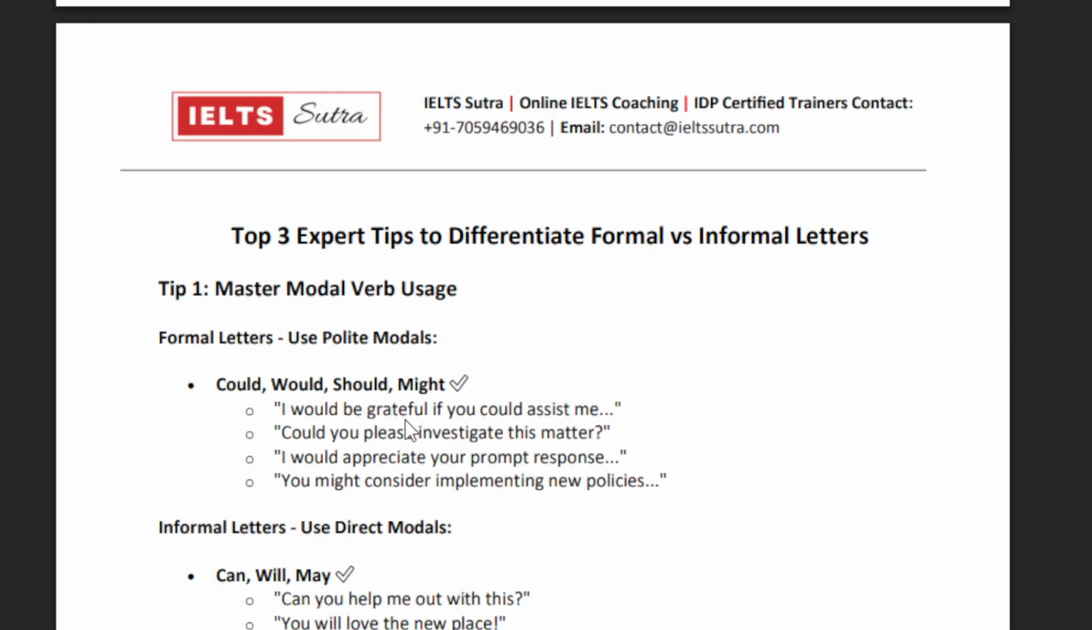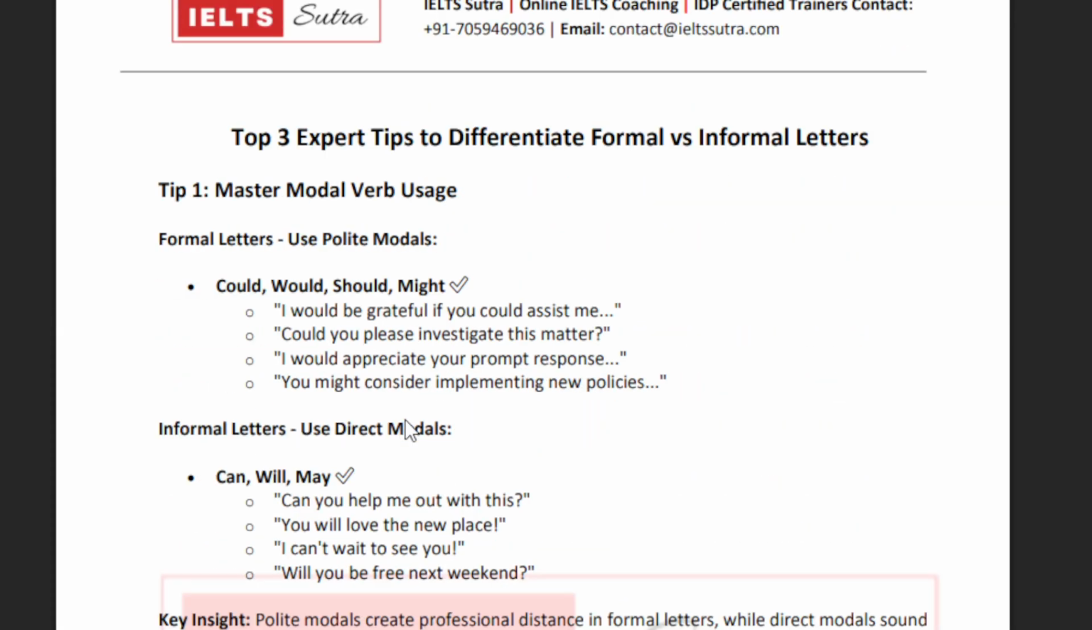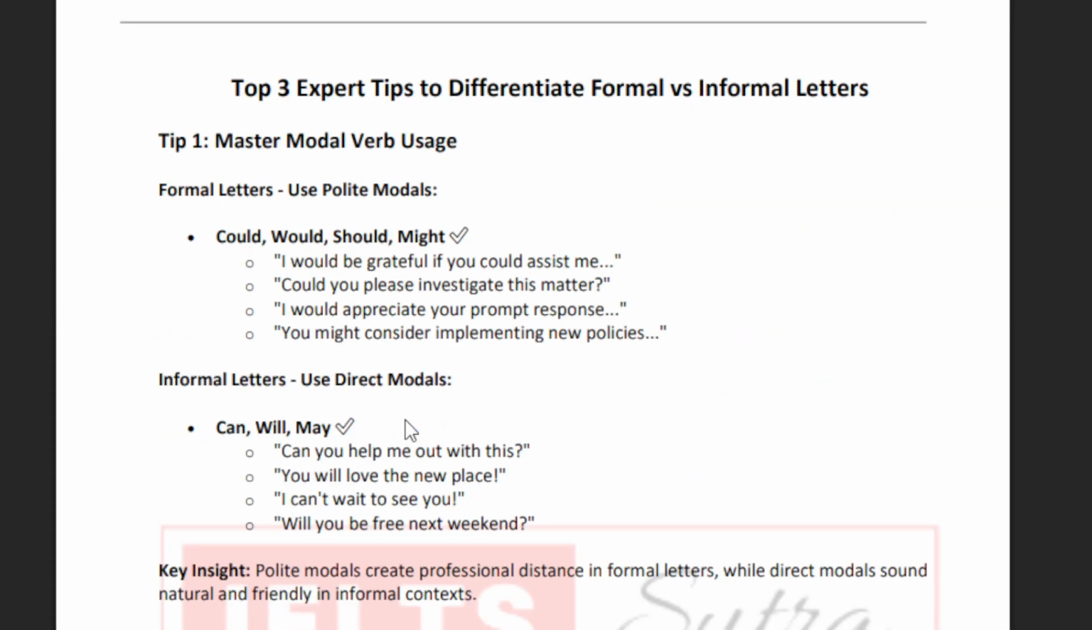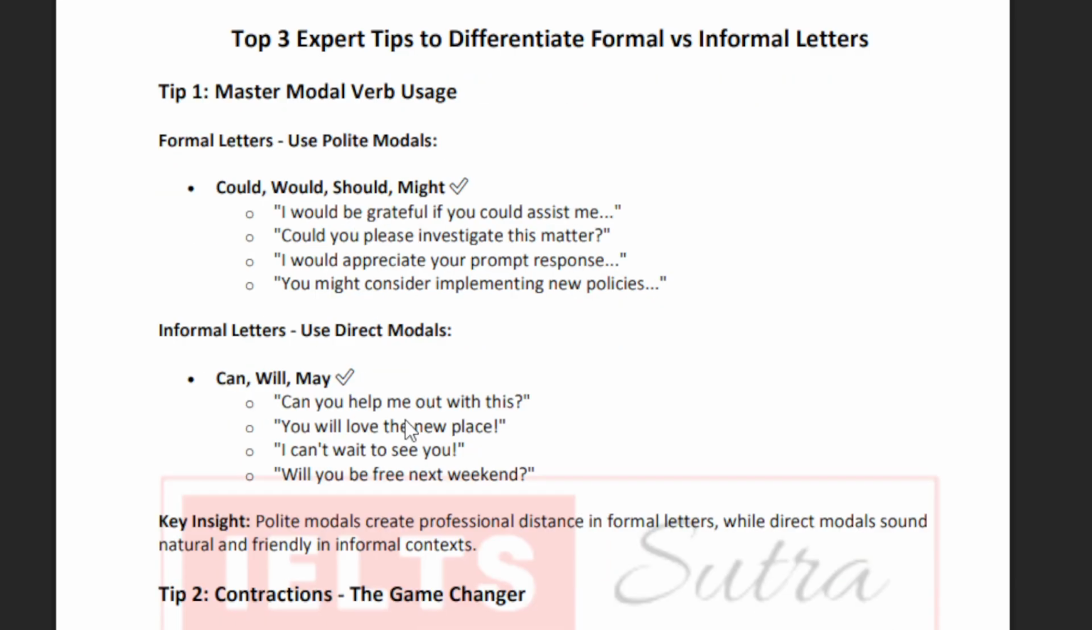Now let's go ahead. Here I have my top 3 tips if you want to differentiate your formal letter from your informal letter. You just need to focus on these 3 aspects of your writing. The first thing that you have to consider is that you have to master the usage of modal verbs.